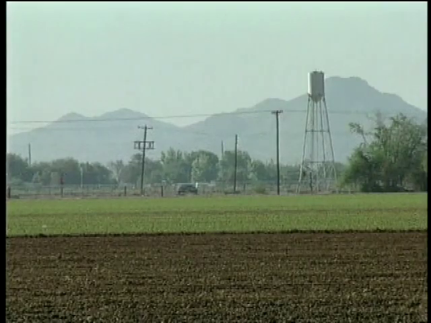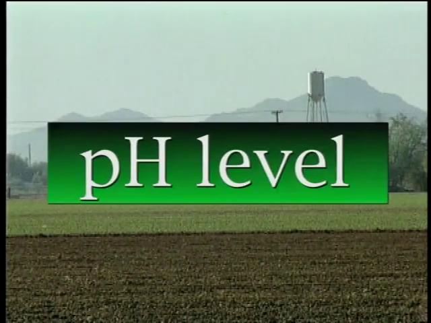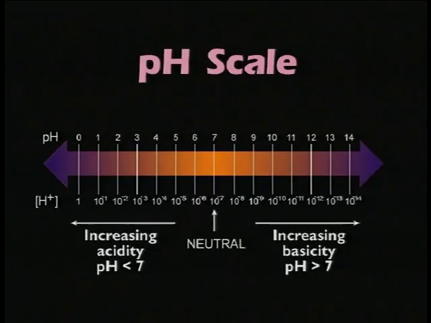The availability of these trace elements is determined by another important factor of soil composition, the pH level. Ranked on a scale of 0 to 14, with 0 being the maximum acidity and 14 being the maximum alkaline, water is ranked at 7 and considered neutral.